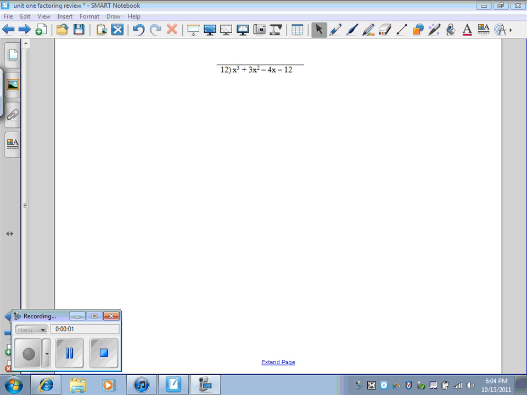For question 12, factor the polynomial. First of all, is it in standard form? Yes. And for this one, I'm going to do grouping because it is more than 3 terms, more than a trinomial. So we are going to go with first group, second group.